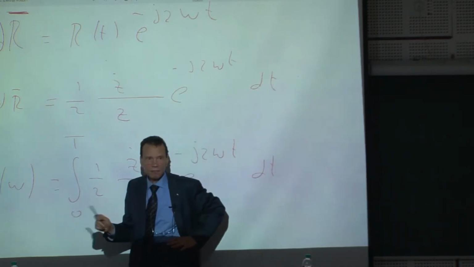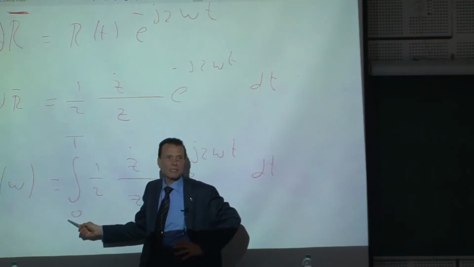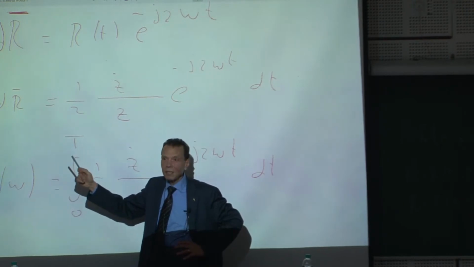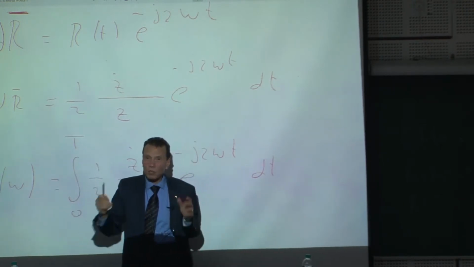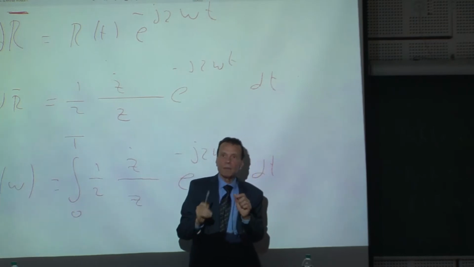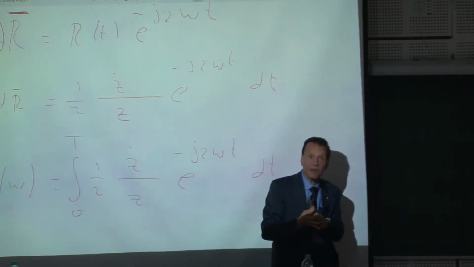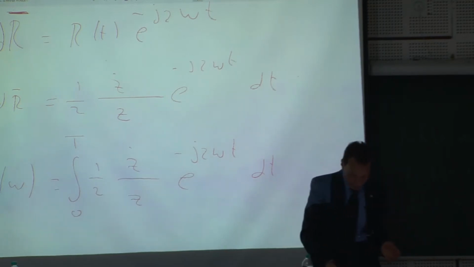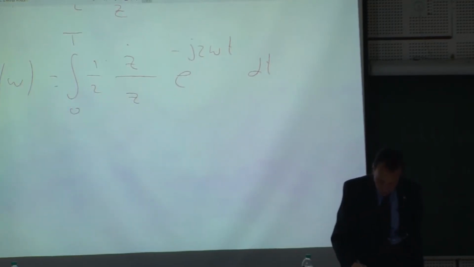I can now very quietly write down this as minus infinity to plus infinity, because I know that the reflection will be caused only by the change, by the profile. As long as I don't have a change, I don't have a profile, it is 0, so I can relax the definition into R of omega is the integral from minus infinity to infinity of 1/2 Z dot over Z e to the minus j twice omega t dt.